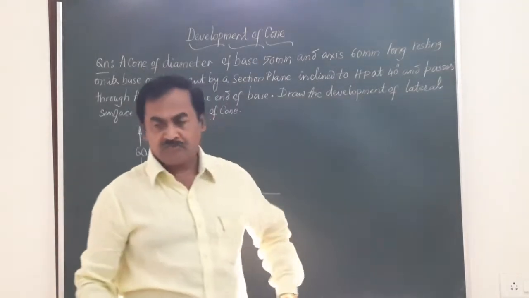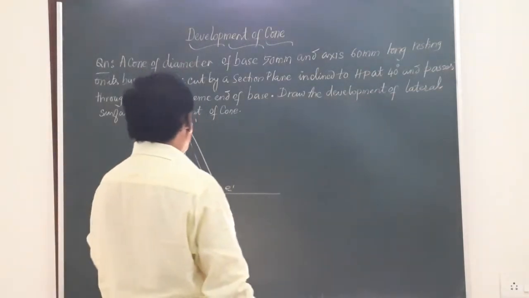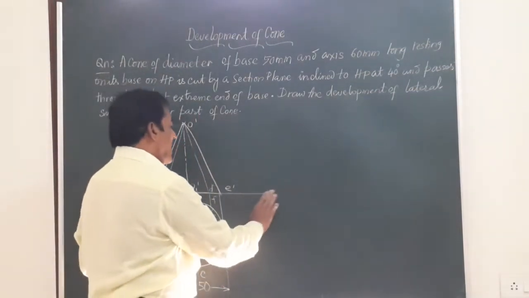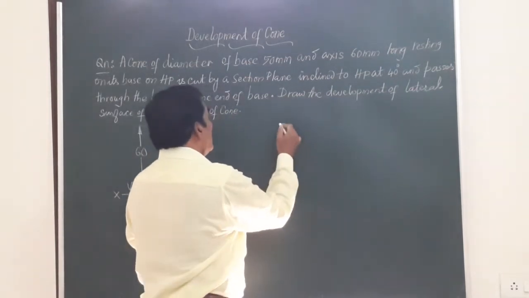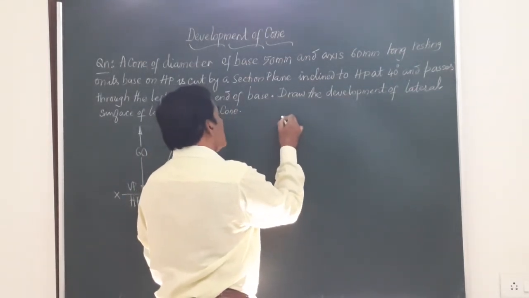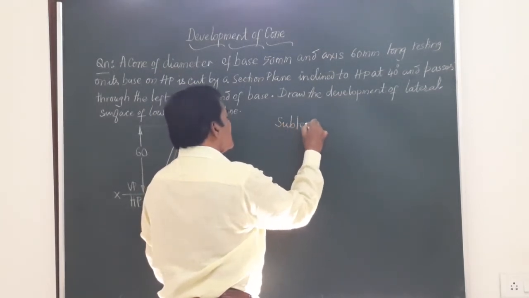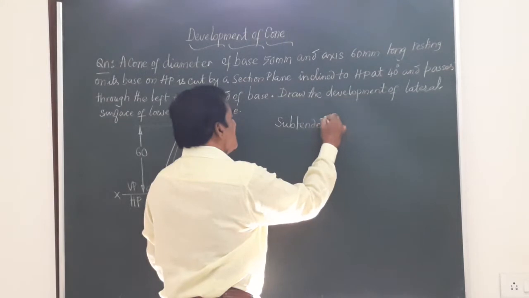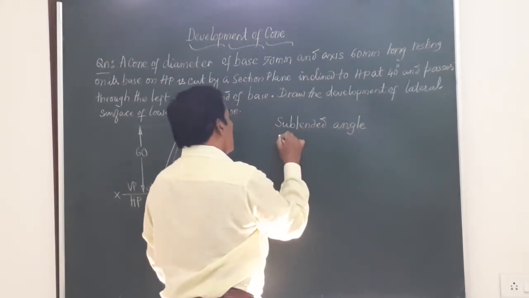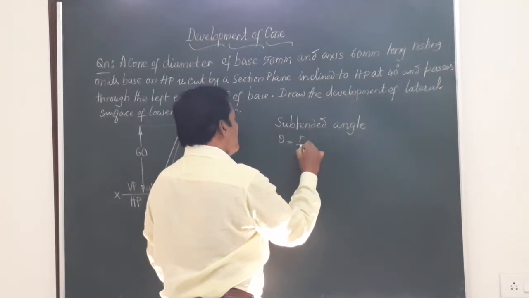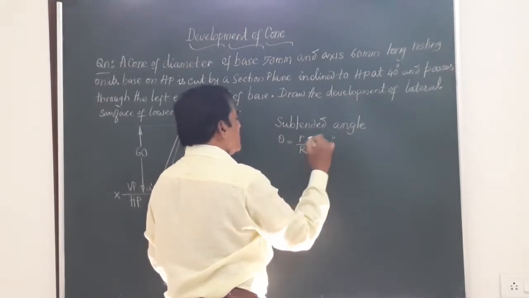So now, let us calculate the angle subtended by the cone and then draw the development. So there is a formula, the subtended angle at the center, subtended angle is given by the formula theta is equal to small r by capital R into 360 degrees. So what are these?